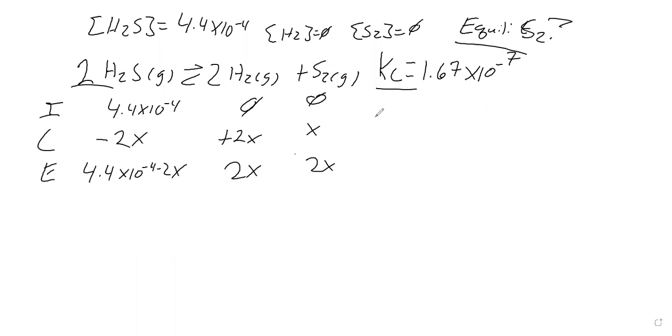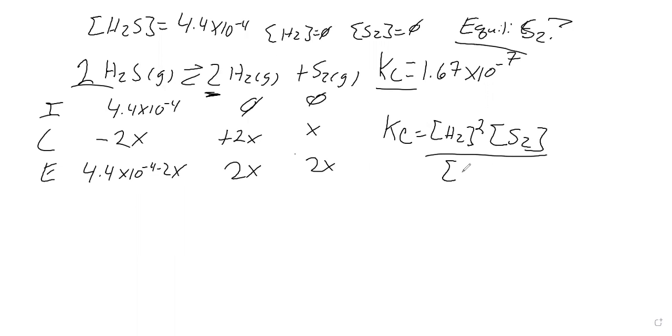All right. And now let's set up our K expression. K is products over reactants. So Kc equals H2 squared, and it's squared because it has the 2 in front, multiplied by S2 over H2S squared.